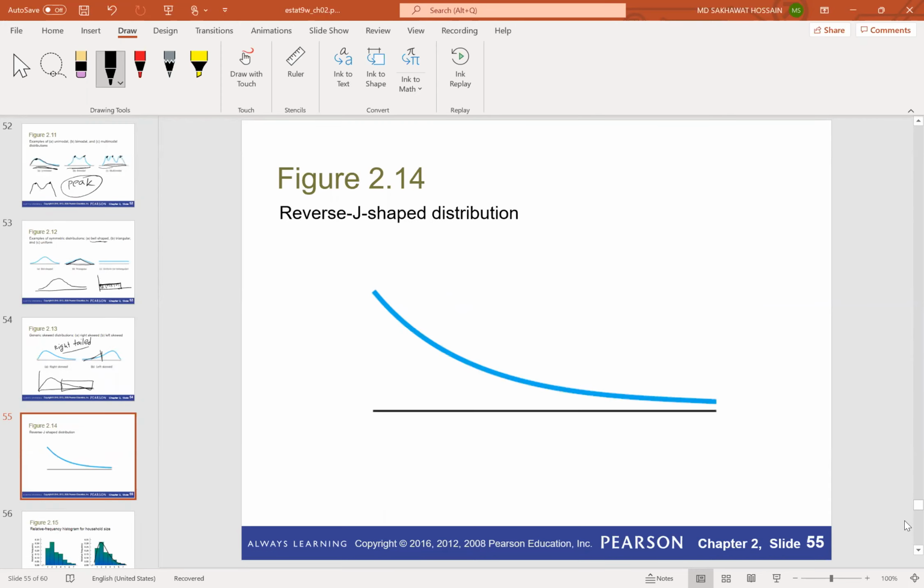Okay, so you can also have this type of distribution. This is called a reverse Z-shaped distribution.